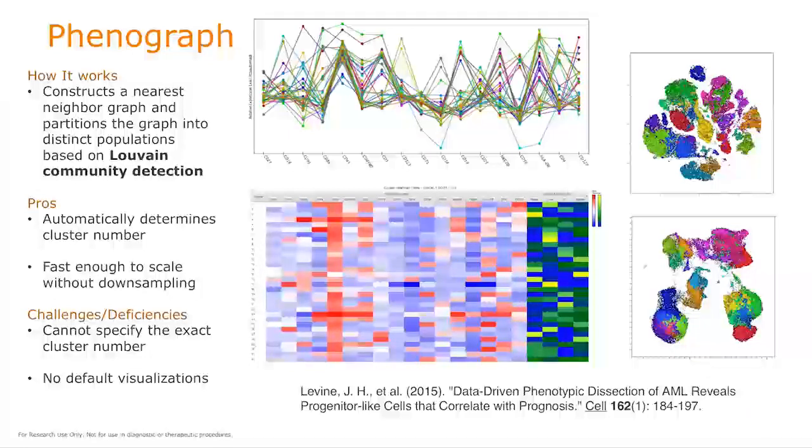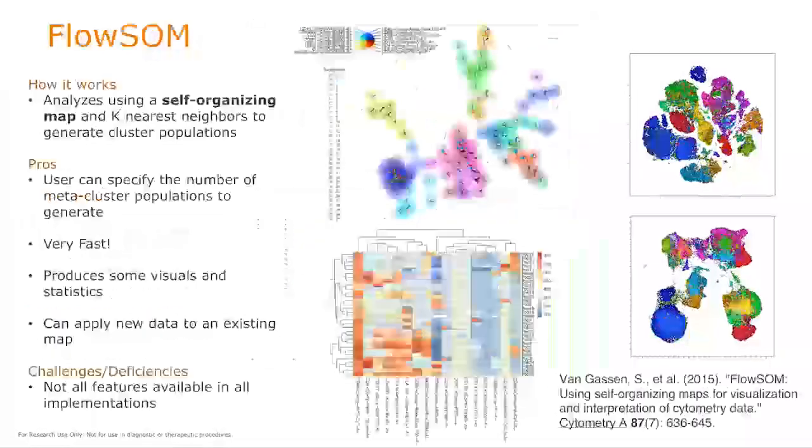We utilized this tool to do a really interesting study and got a Cell paper out of it. Phenograph is my favorite personally with respect to what it produces in terms of the cluster phenotypes. It is the slowest of the three options, unfortunately, at this point.